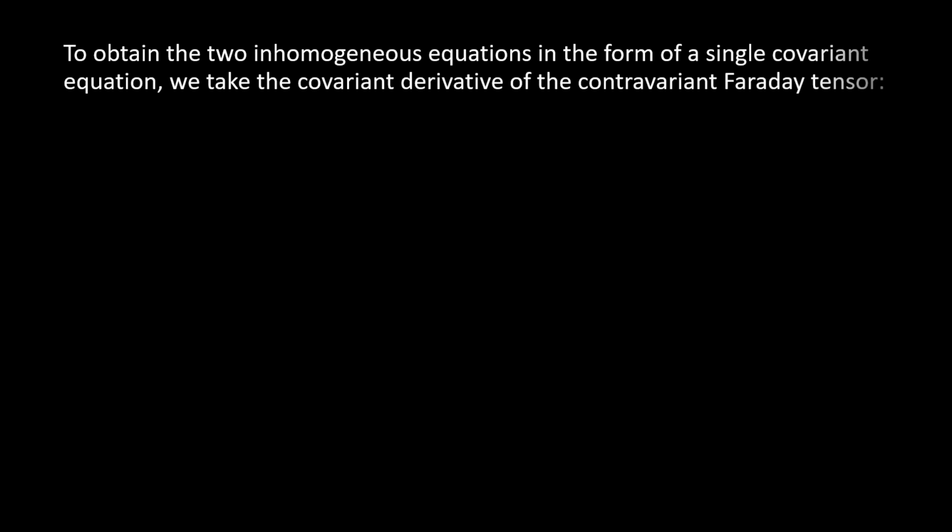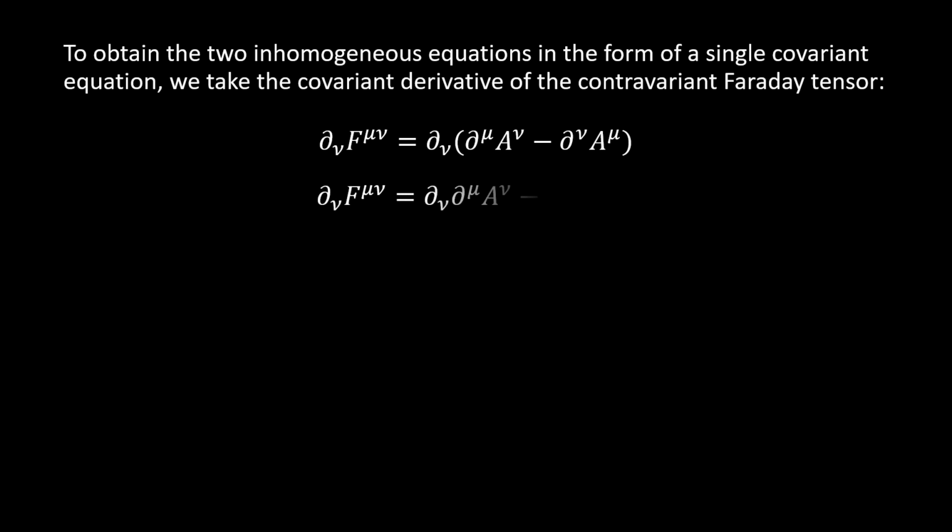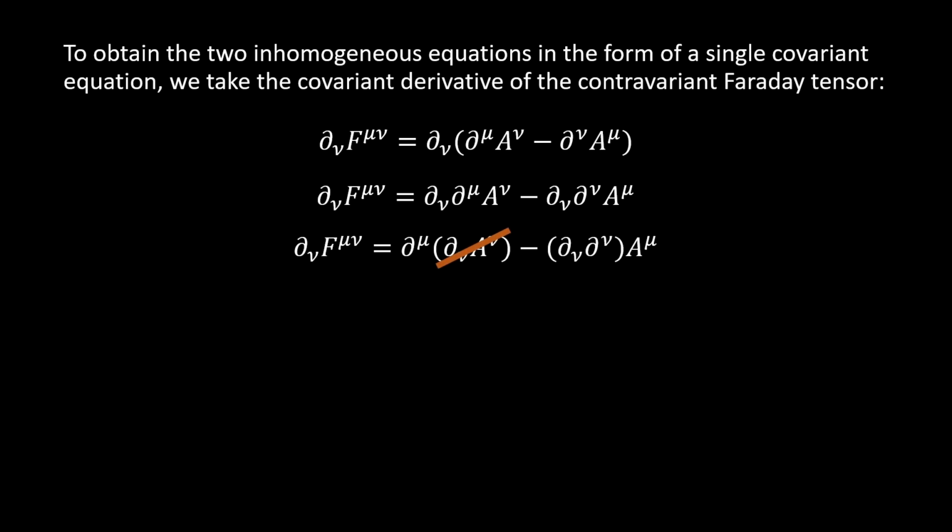To obtain the two inhomogeneous equations in the form of a single covariant equation, we take the covariant derivative of the contravariant Faraday tensor. Let's go ahead and distribute that partial sub nu and rearrange. The partial sub nu and A sub nu terms cancel out. This gives us a source term, in terms of the D'Alembert operator, nonetheless. So we know this must be our source term, and we can write this in terms of the current density, J.